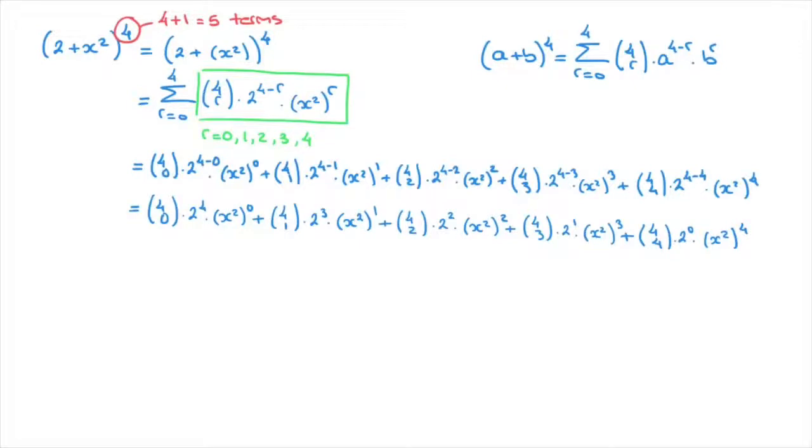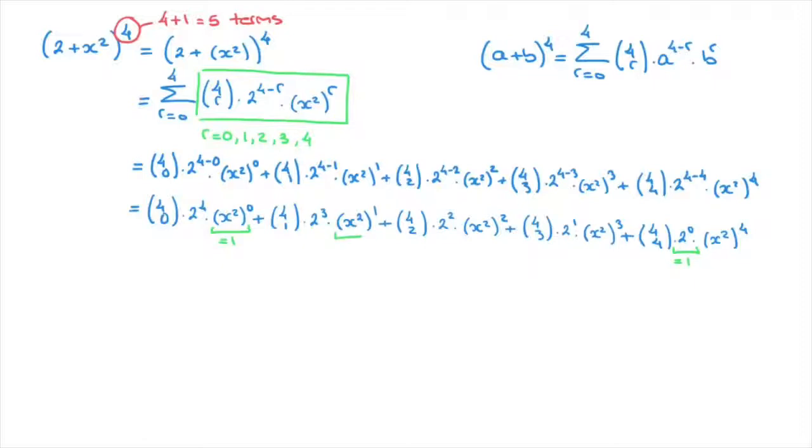Now the next thing we can do to simplify this a little further is to use the fact that any number raised to the power of 0 is equal to 1. Consequently, x² raised to the power of 0 equals 1, and 2 to the power of 0 equals 1. Another rule that we can use is the fact that any number raised to the power of 1 is equal to itself.